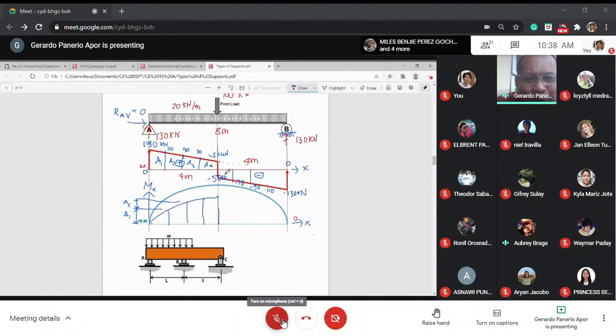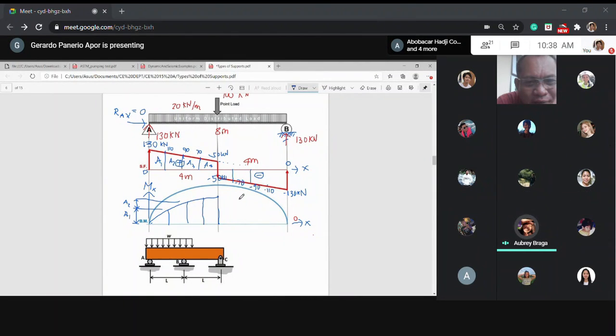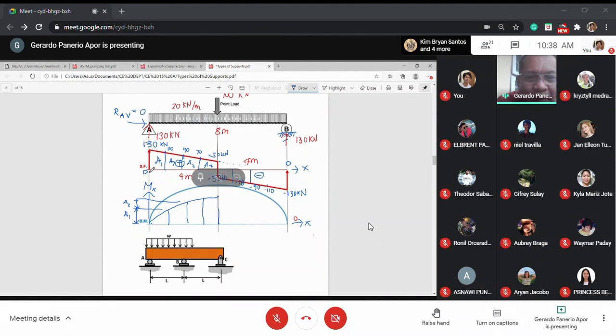But you can also just divide it, sir, right? Your trapezoid becomes two shapes, a rectangle and a triangle. Yeah, and that's correct. That's a way. You can do that, but there are many ways, no? So that's correct.